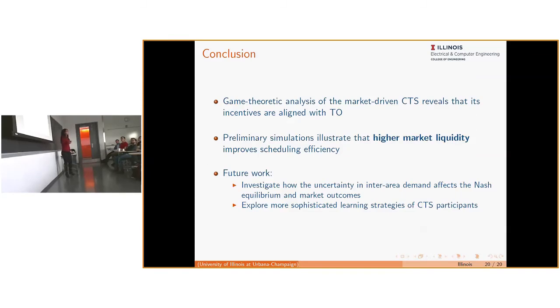So what we've shown here is how a game theoretic analysis of the market-driven CDS reveals that its incentives are aligned with the purely system operator-driven tie optimization method. Our preliminary simulation illustrates that higher market liquidity indeed improves the scheduling efficiency. In our future endeavors, we are keen to investigate how the uncertainty in the inter-area demand affects the Nash equilibrium and the market outcome, and furthermore, explore more sophisticated learning strategies for the CDS participants.